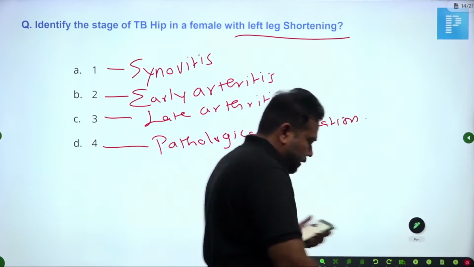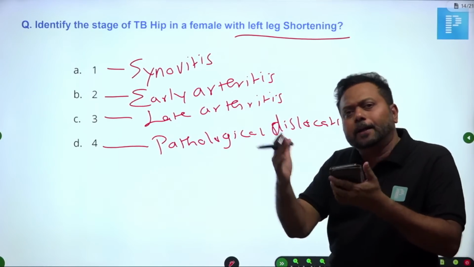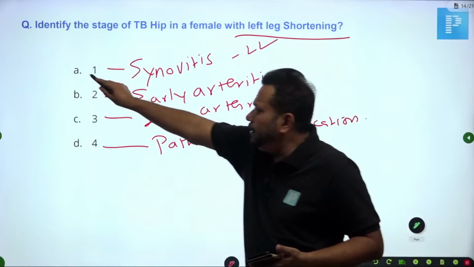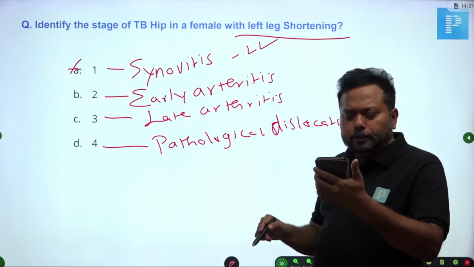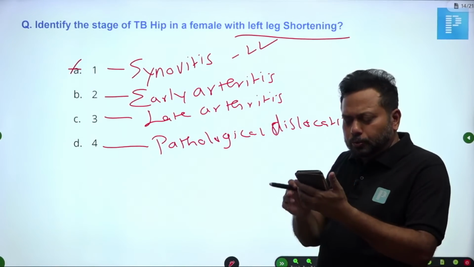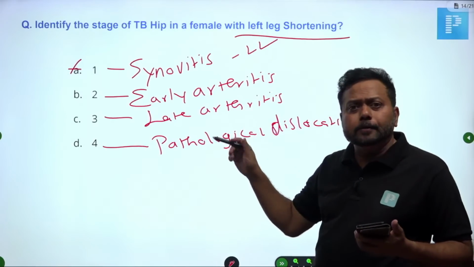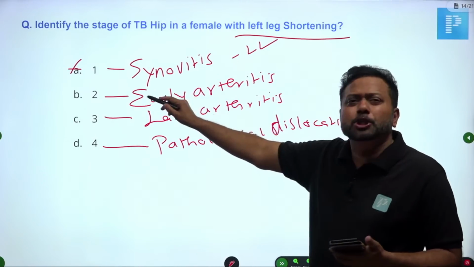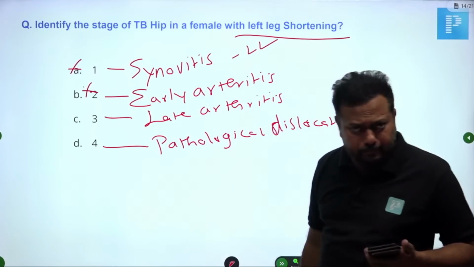Pathological dislocation. The problem, dear friends, is that in the stage of synovitis, with flexion, abduction and external rotation, there is limb lengthening. So definitely this can't be the answer. In stage 2, the stage of early arthritis, what happens? Flexion, adduction, internal rotation, there is apparent shortening, not true shortening. So this definitely can't be the answer.